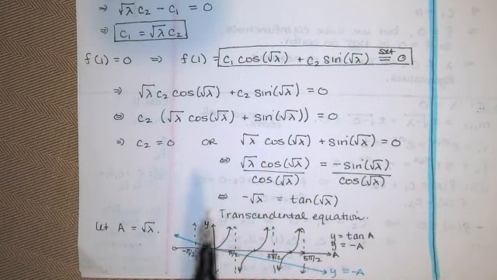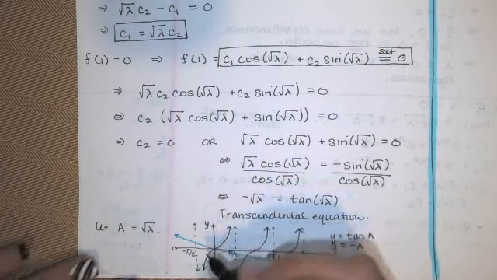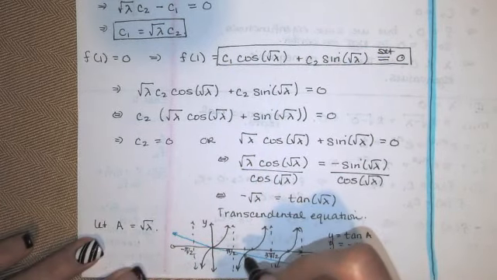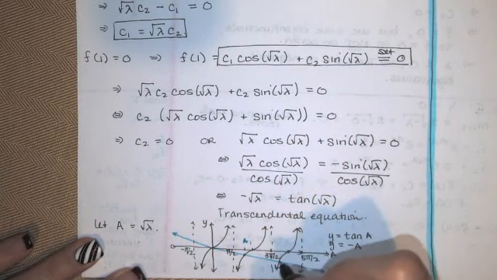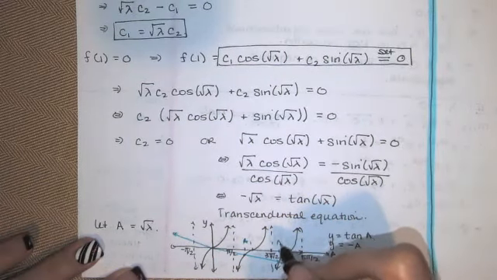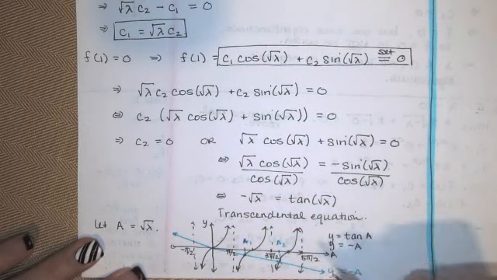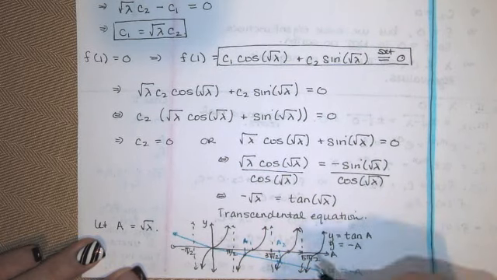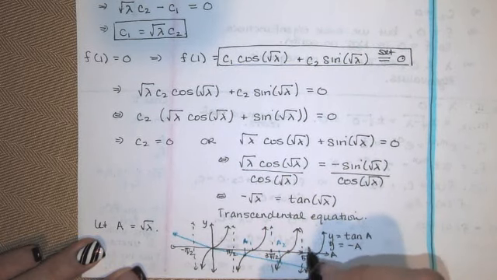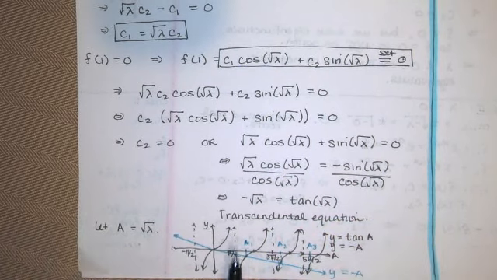And remember, lambda is positive, so square root of lambda is positive. So the first value of a that we would get is this one. We could call that A1, and the second one would be over here. We could call that A2. And then the next one would be somewhere over here. We would call that A3, and so on. So you're actually going to have infinitely many solutions to this.